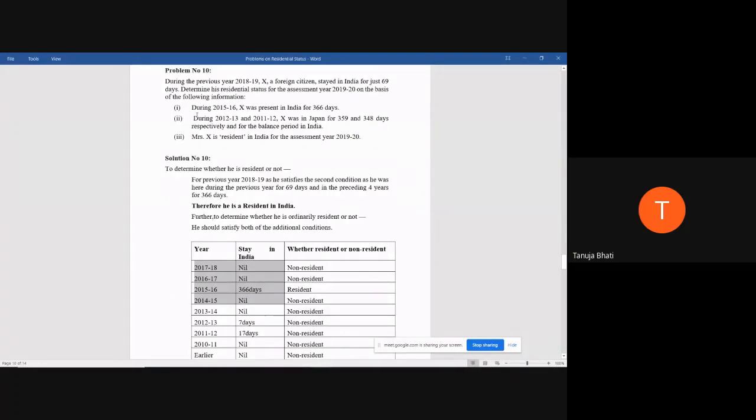Now, here they have given in the problem that during 15-16 he stayed for 366 days. So we have written here 15-16 he stayed for 366 days. Rest of the years he was not in India, so we have written as nil. Now, is he satisfying the second basic condition? Second basic condition is his stay should be 365 days or more. Now, obviously, 366 days means it is 365 days or more. And in the previous year, it should be 60 days or more. And previous year, his stay is 69 days. So it is more than 60 days.